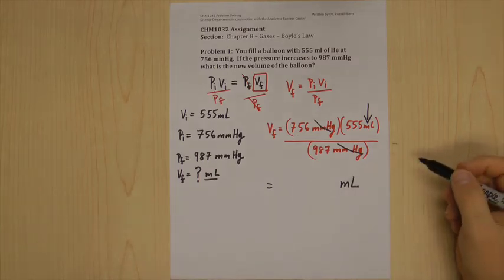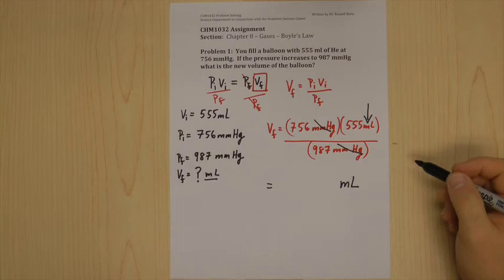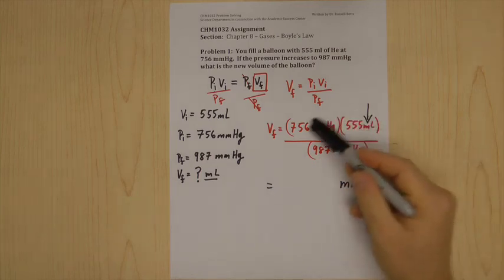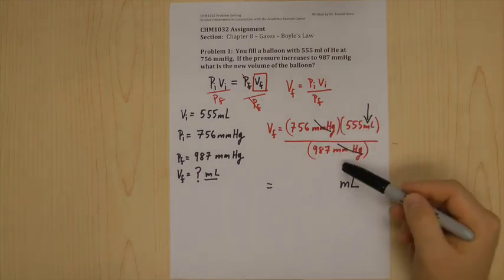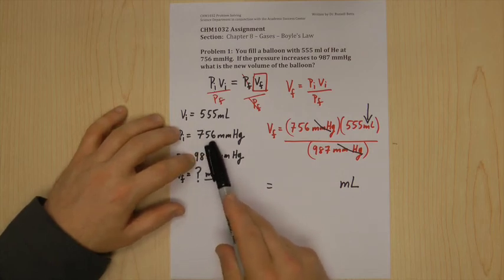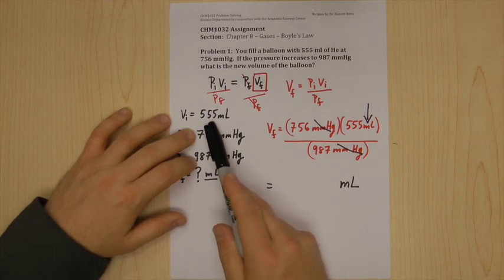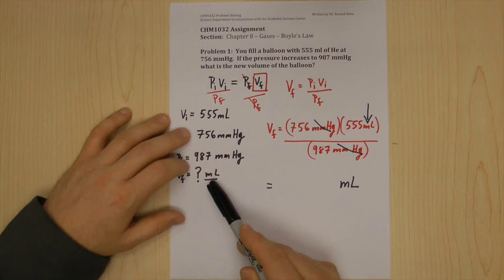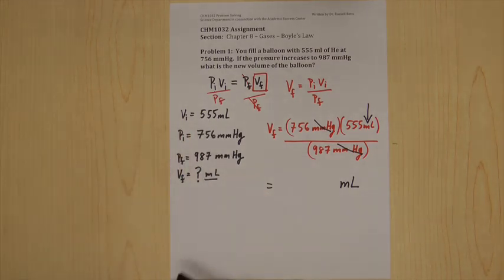Now, the other question is logic. We know that pressure and volume are what they call inversely proportional. That means if the pressure goes up, the volume must go down. If the volume goes up, the pressure must go down. So at the end of this calculation, because the pressure went up to 987 from 756, the volume must go down. This number, VF, must be smaller than VI, or we've made a mistake.